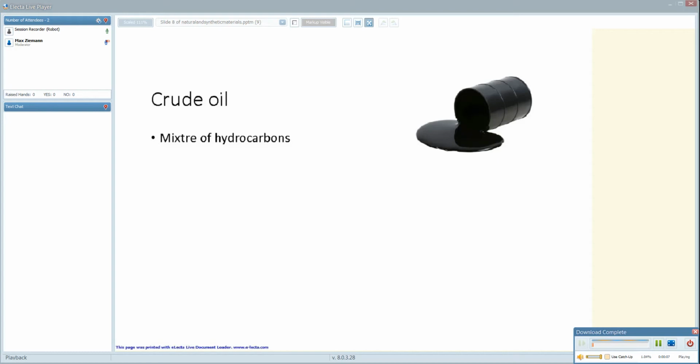Okay, this is going to be just a short demo lecture in which we're going to do some chemistry. This is going to be about crude oil and what crude oil is and why it's important. So crude oil, as you can see in the barrel here, is actually a mixture of different hydrocarbons. And a hydrocarbon is just a type of chemical that contains hydrogen and carbon.